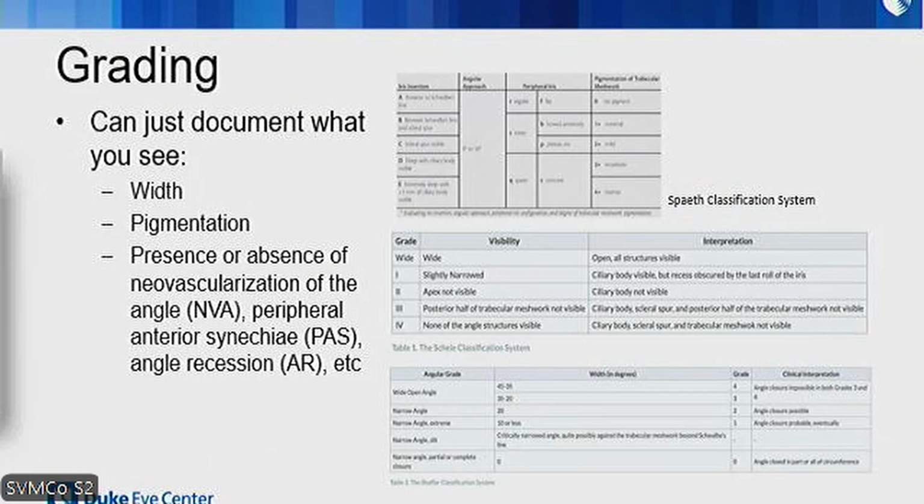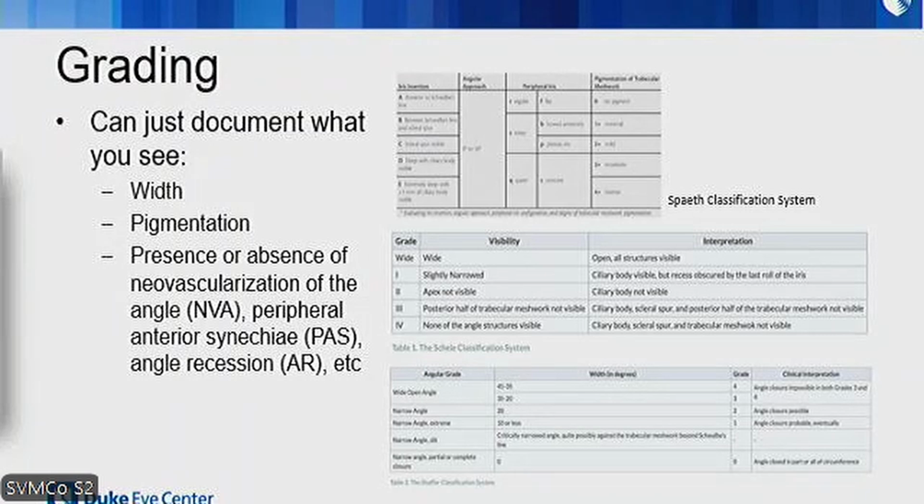There are different ways to classify and grade your gonioscopy exam. There's a Shaffer, there's a Spaeth, but I won't go into them. What I usually do is just document what I see. First I document the width. Is it narrow? Is there no angle structure or a pigmented TM, or maybe it's open and you see scleral spur? And then the next is I comment on the pigmentation.